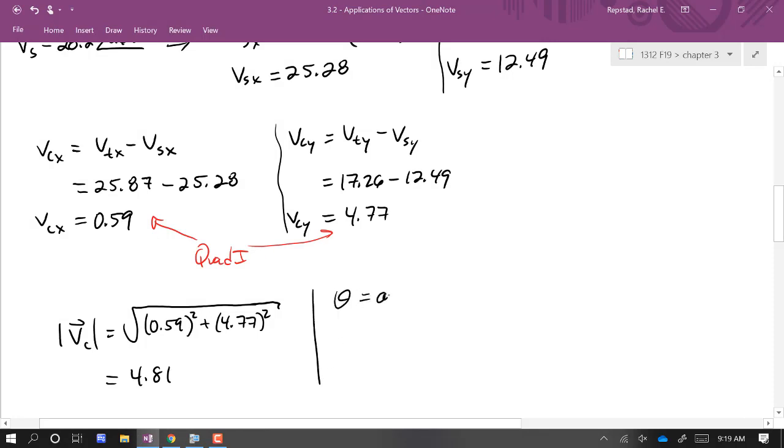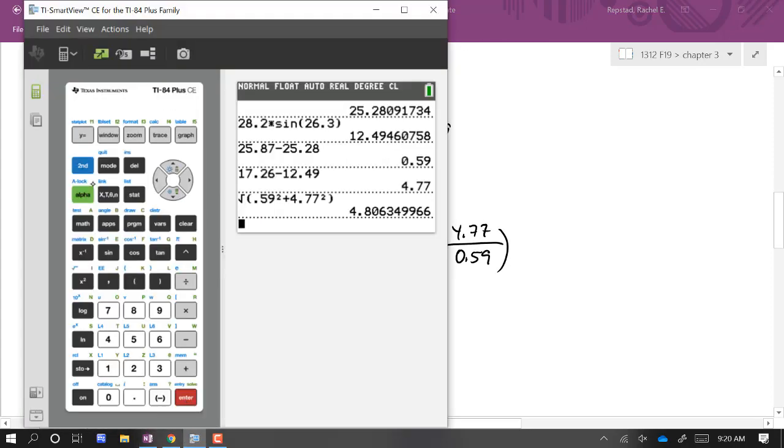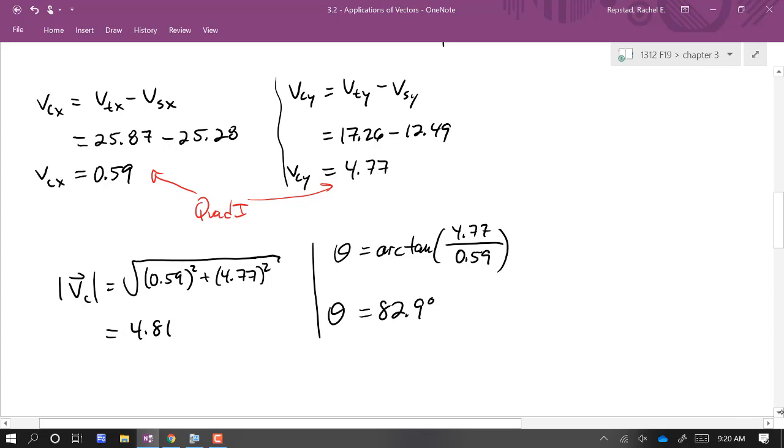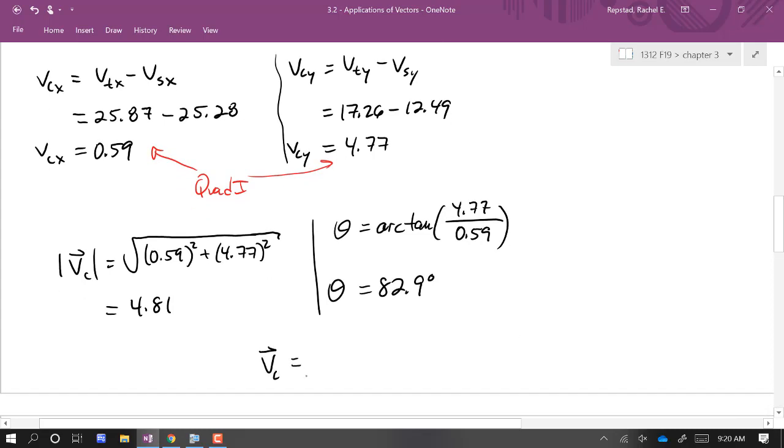and theta is arctan of 4.77 over 0.59, which is 82.9 degrees. So the velocity of the current is now, so there's a context to this problem, right? This is a vector velocity, or velocity vector, and it has units. And when we attach units to a velocity vector, the units always go on the magnitude. So this is 4.81 kilometers per hour at an angle of 82.9 degrees.